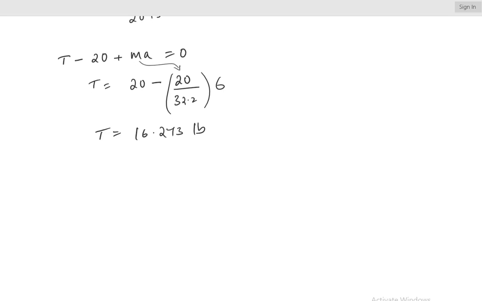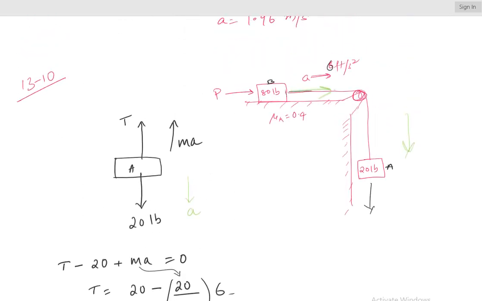Alright, so the feet per second square from here will cancel out with the feet per second square from here, and 20 is pounds, so everything here would be pounds. Okay, and that makes sense because tension is measured in pounds.